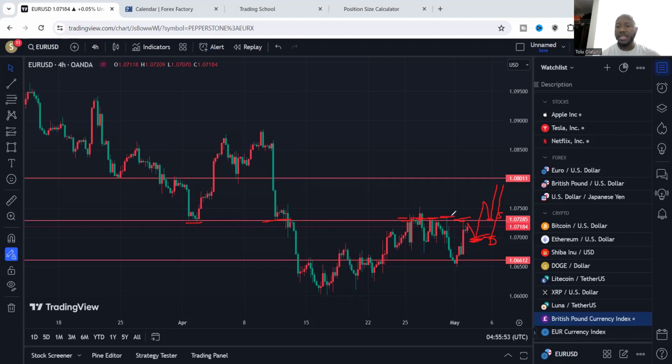In these areas of resistance where it has been knocking for a while, it looks like it might be ready to punch out, break out, and then use that area as a flip zone and then push higher, right?